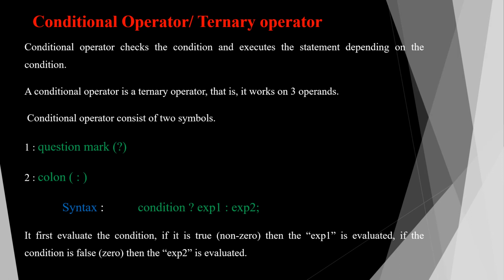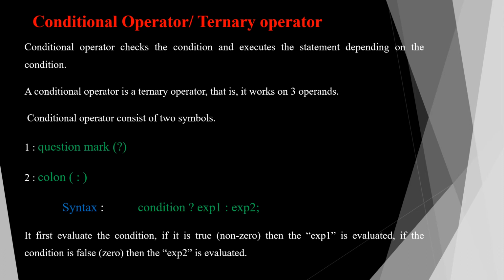So the conditional operator, we can also call it the ternary operator. The conditional operator checks the condition and executes the statements depending on that condition. It works on three operands. The conditional operator consists of two symbols: the question mark and the colon.